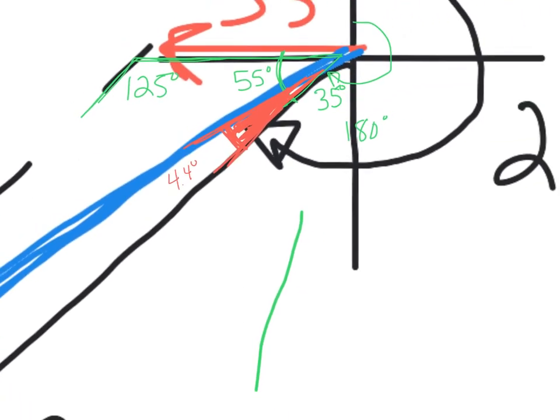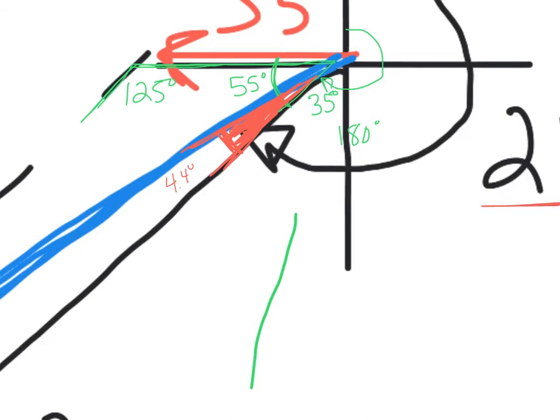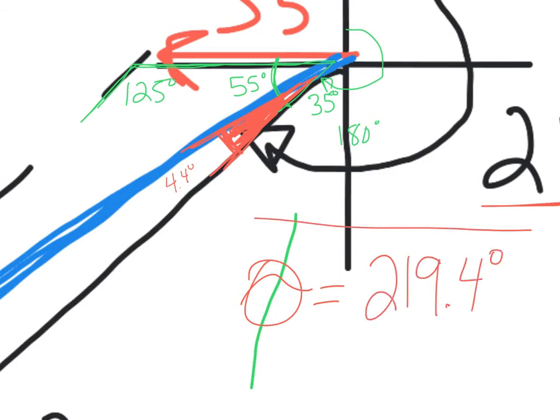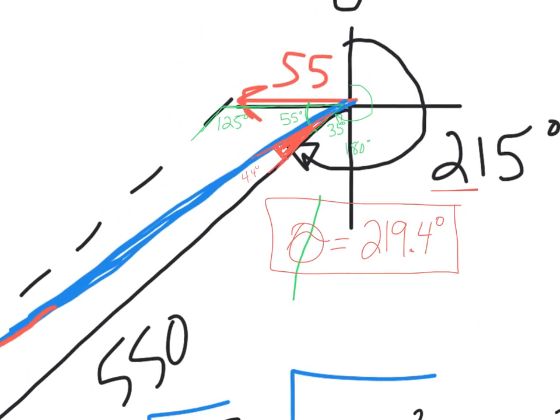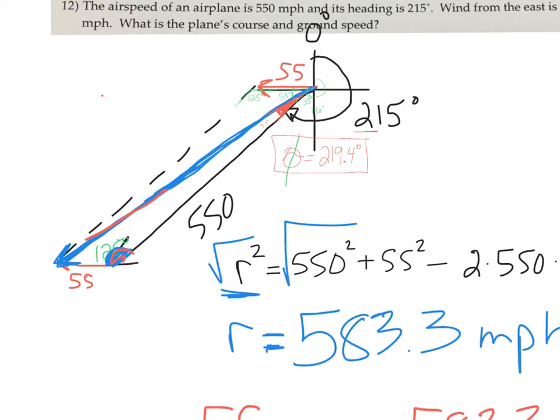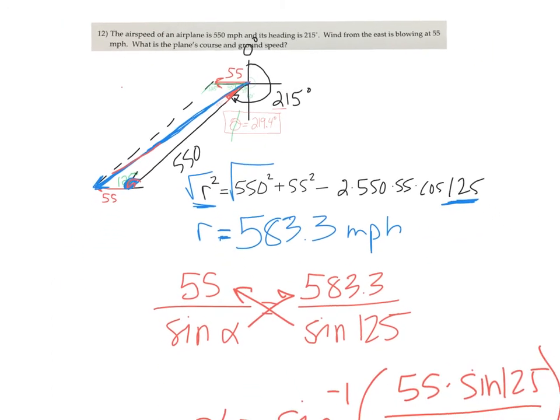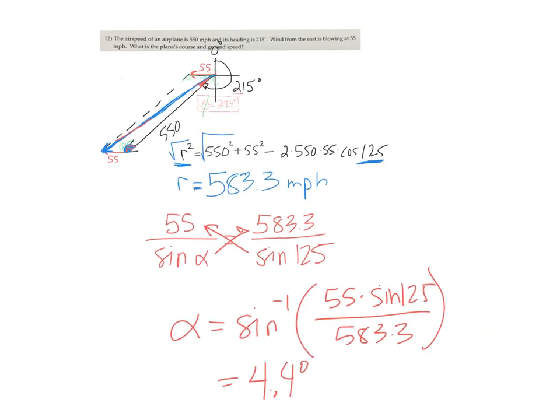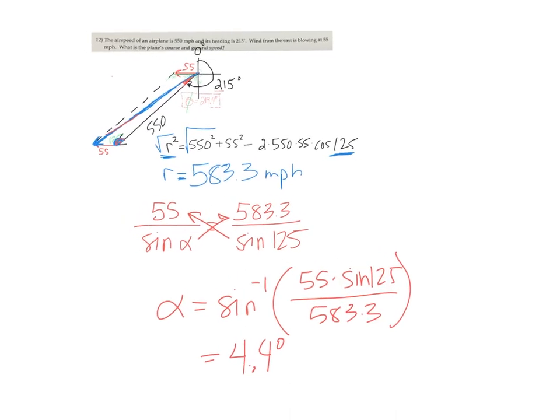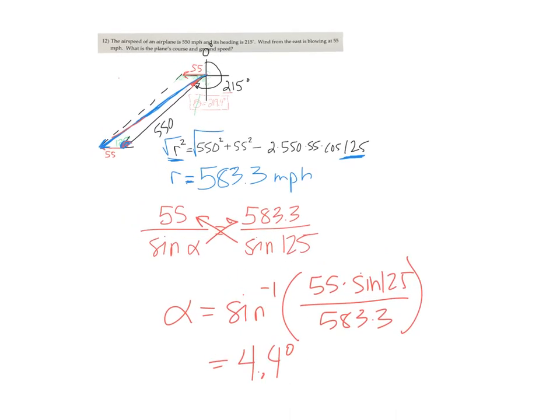I have to add that to my 215 degrees, giving me a final angle of 219.4 degrees, which is my course of the plane. So when the wind is blowing along an easterly axis or a westerly axis, it's easiest to use the law of cosines to figure out the resultant, and then use the law of sines to find that angle.